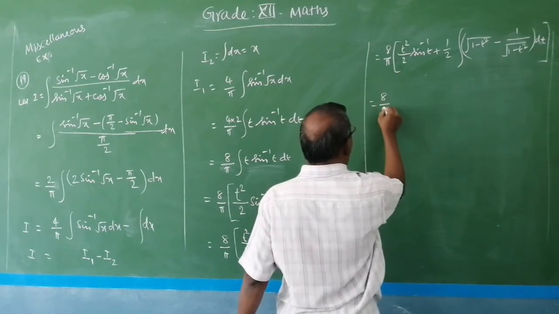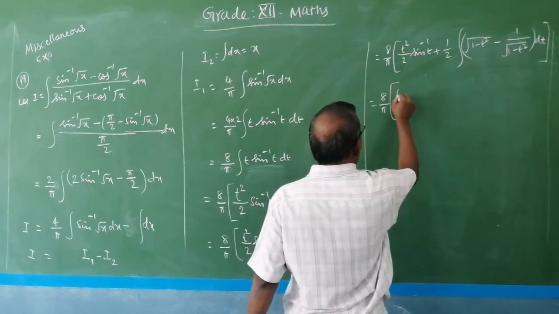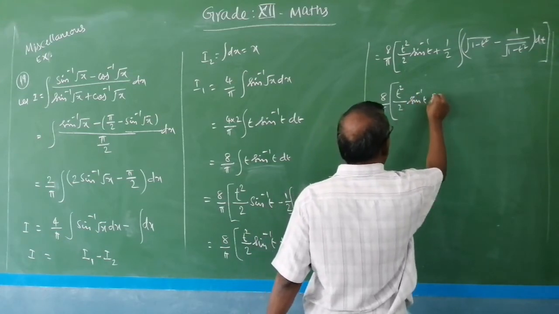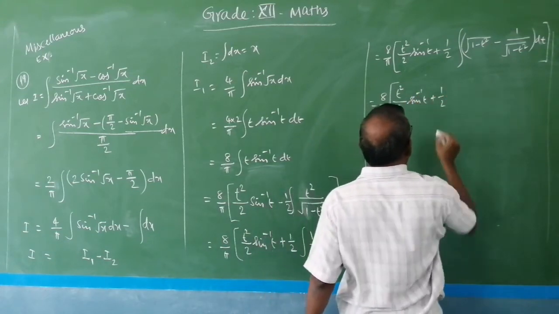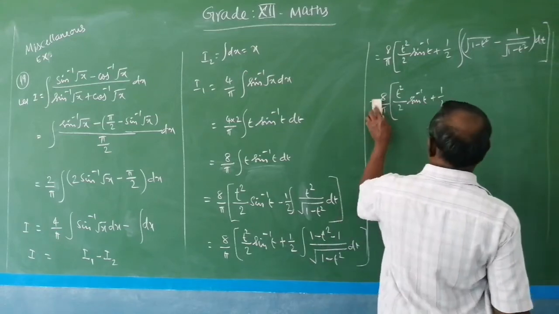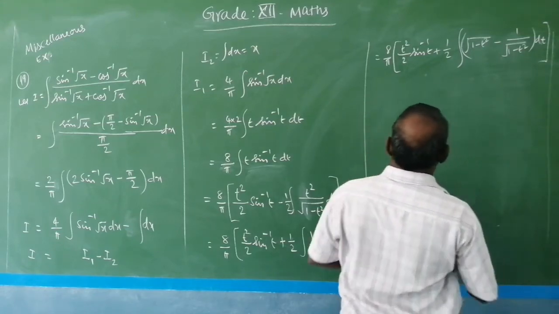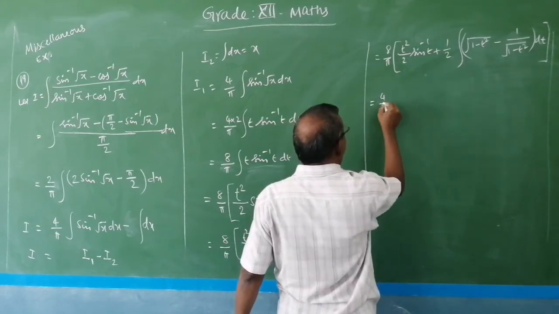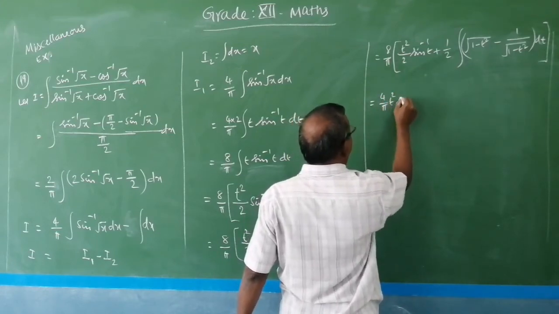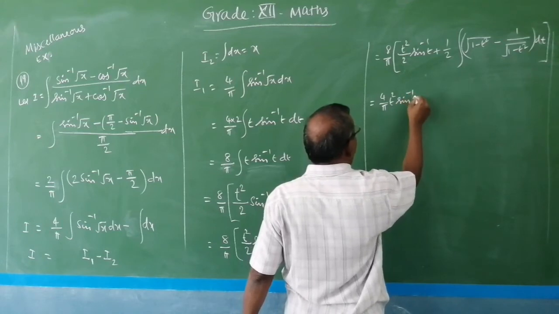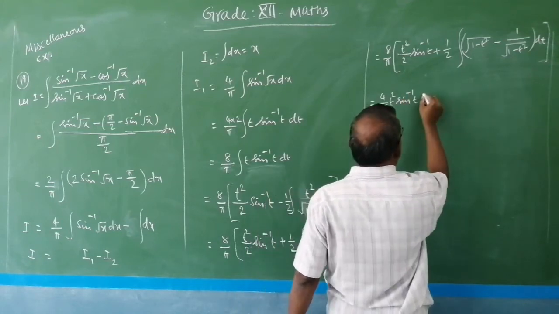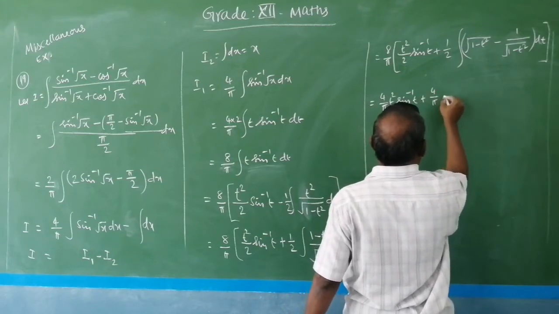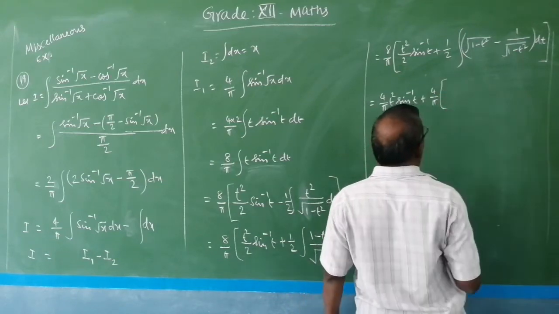This is equal to 8 by pi into t square by 2 sin inverse of t plus half into. So, let us multiply this 8 by pi to every part. So, this is equal to 4 by pi t square into sin inverse of t plus 1 by 2, means again 4 by pi into.